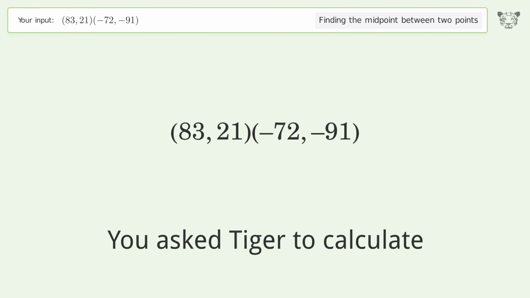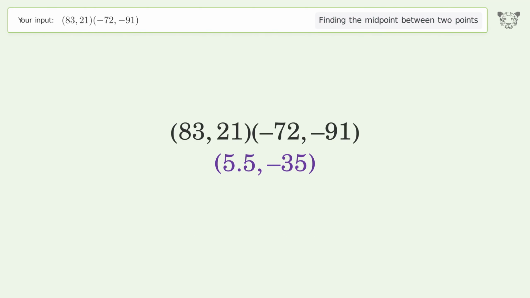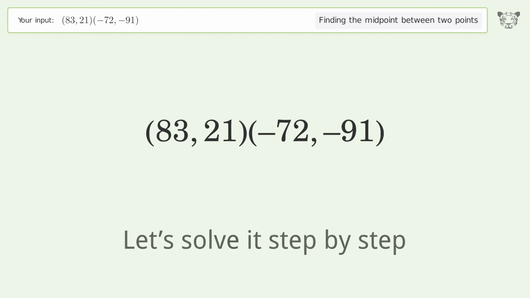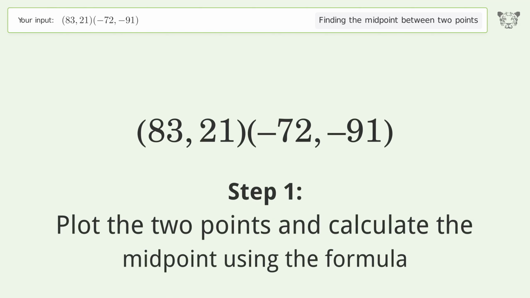You ask Tiger to calculate. This deals with finding the midpoint between 2 points. The midpoint between the 2 points is 5.5, -35. Let's solve it step by step. Plot the 2 points and calculate the midpoint using the formula.